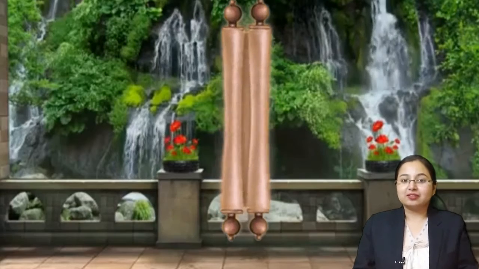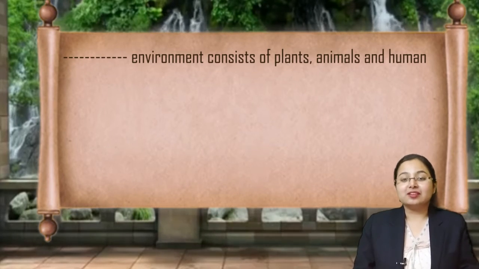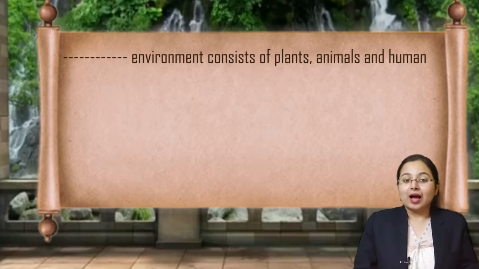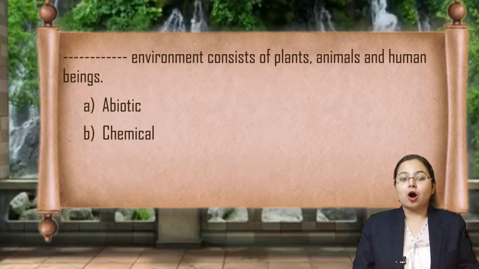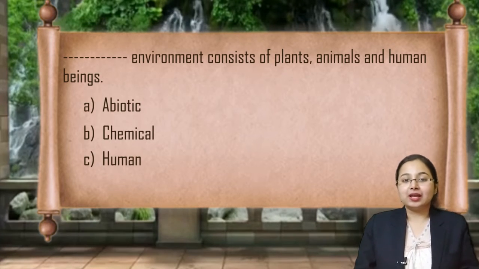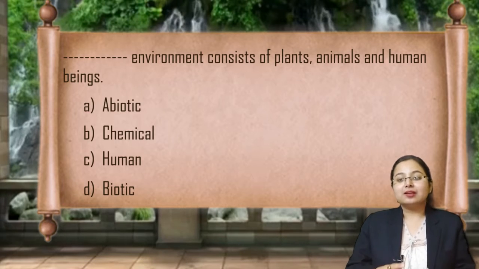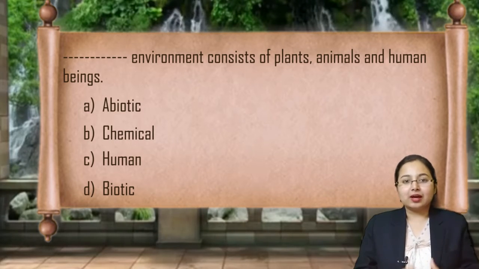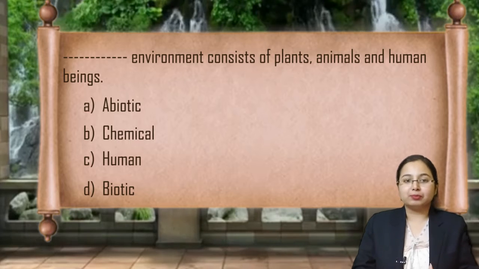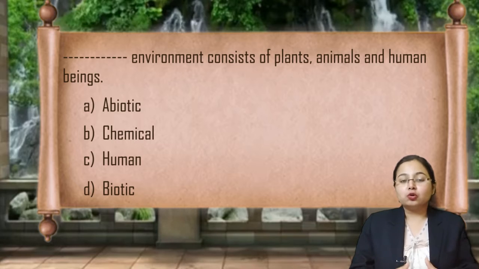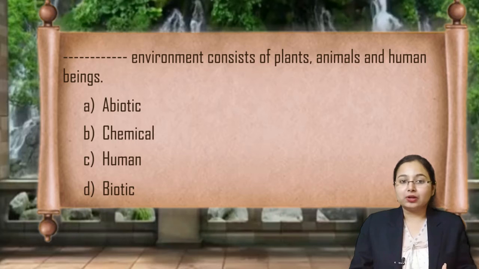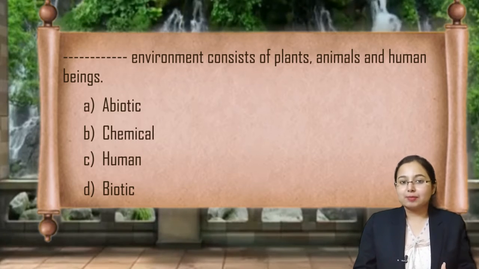So the first question is, dash environment consists of plants, animals and human beings, and the options are option A, abiotic, option B, chemical, option C, human, and option D, biotic. So children, these plants, animals and human beings, they are living beings, and as I have explained to you, our natural environment is divided into 2 parts, or it has 2 components. The first component is biotic and the second component is abiotic.